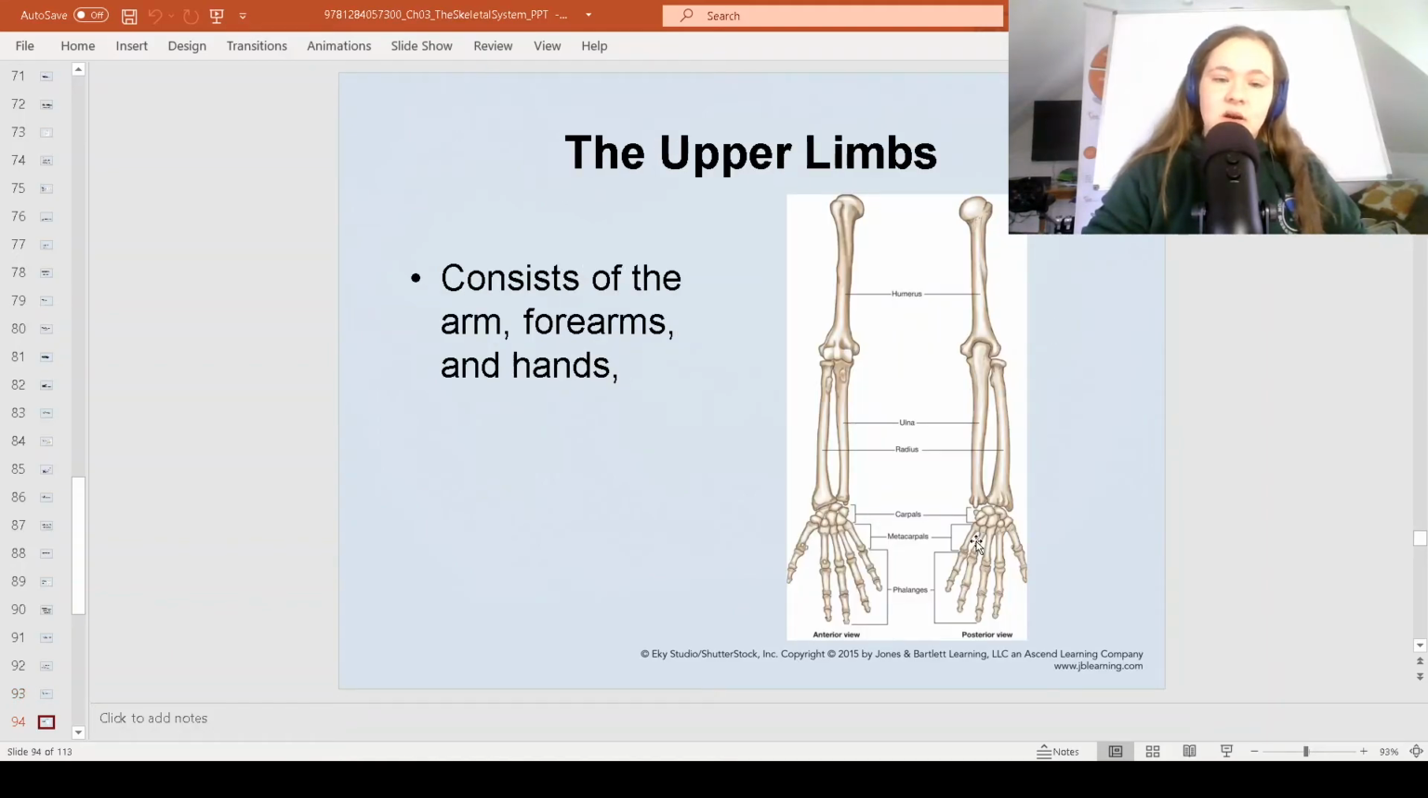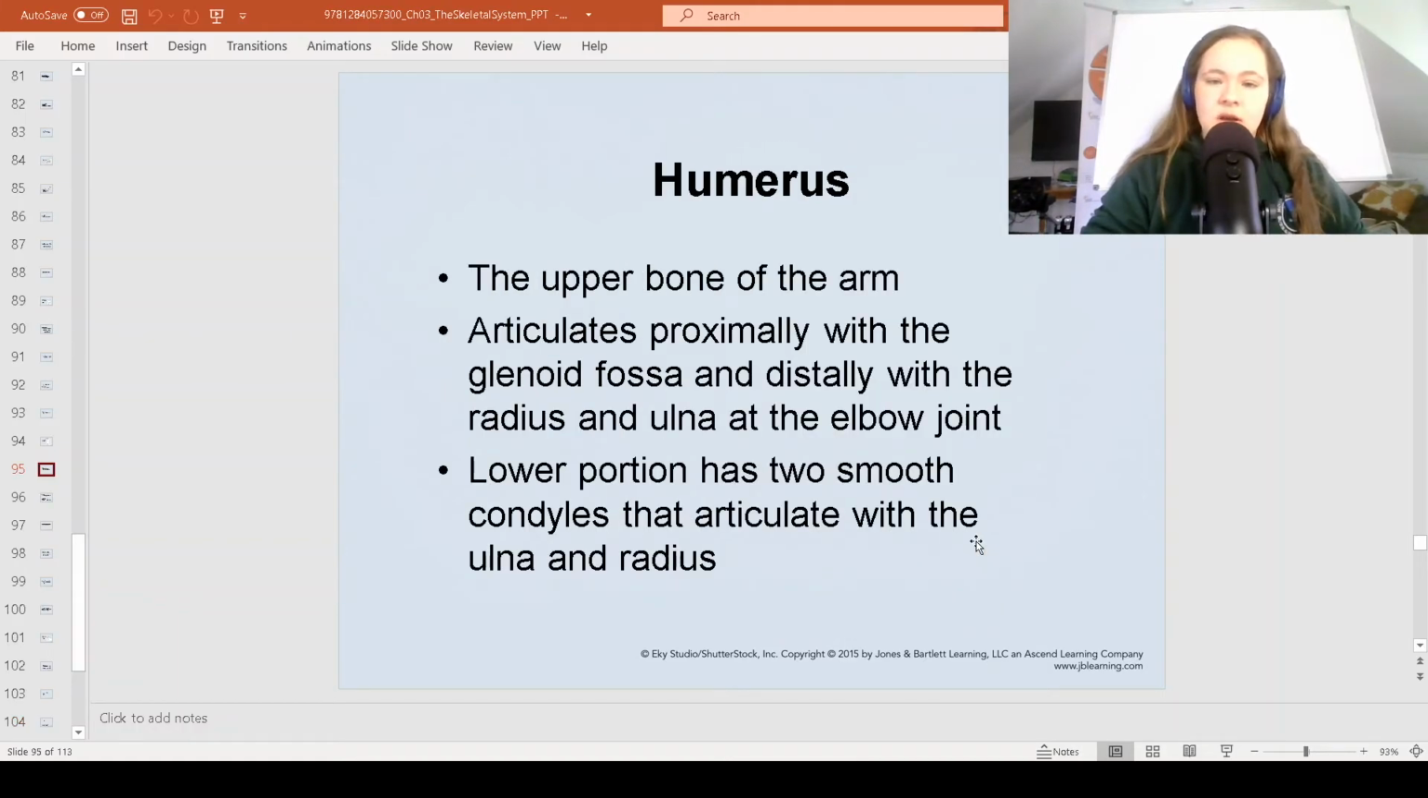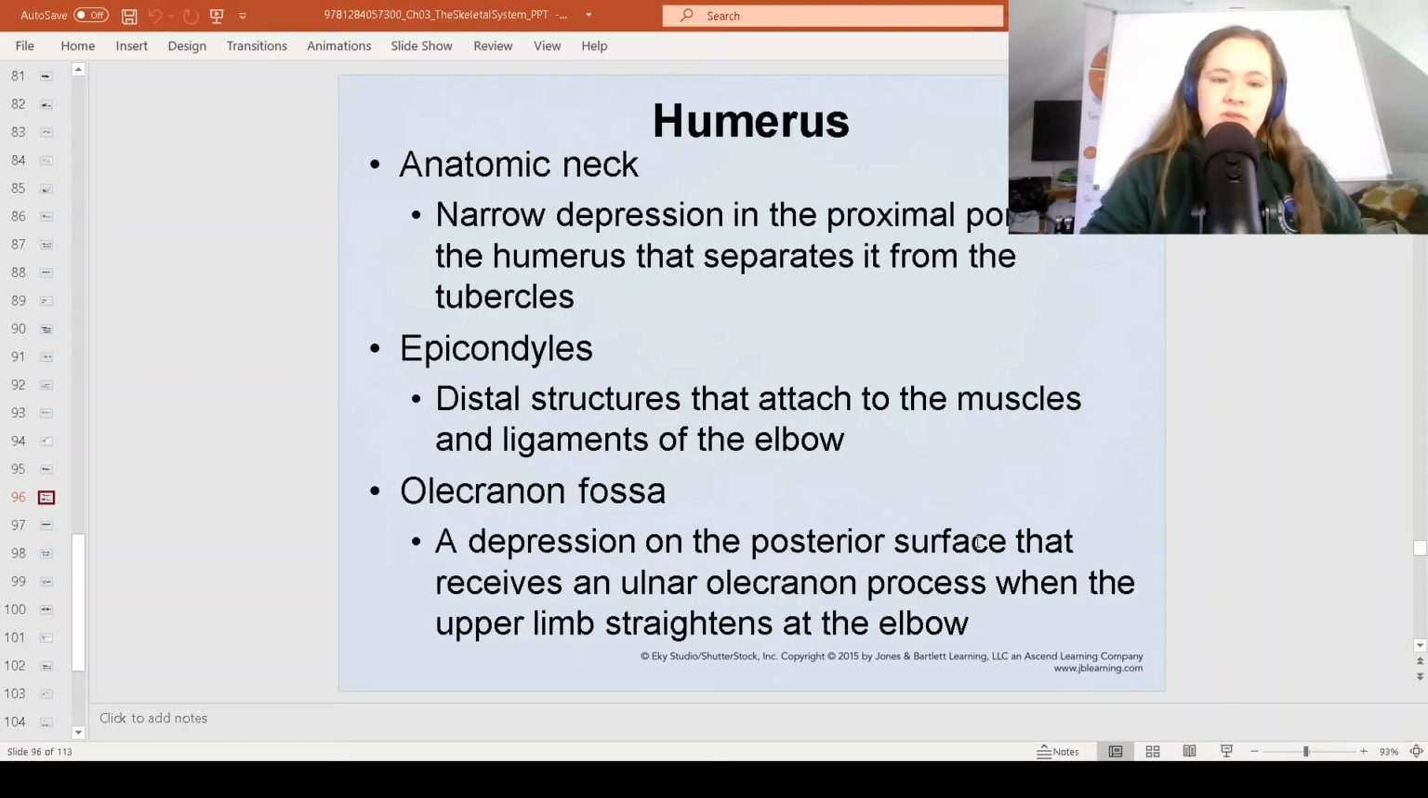Upper limbs consist of the arm, forearms, and hands. Humerus is the upper bone in the arm, and this articulates proximally with the glenoid fossa and distally with the radius and ulna at the elbow joint. Lower portion has two smooth condyles that articulate with the ulna and radius. Humerus, the anatomical neck: there's a narrow depression in the proximal portion of the humerus that separates it from the tubercles. Epicondyles, which are the distal structures that attach the muscles and ligaments of the elbow.